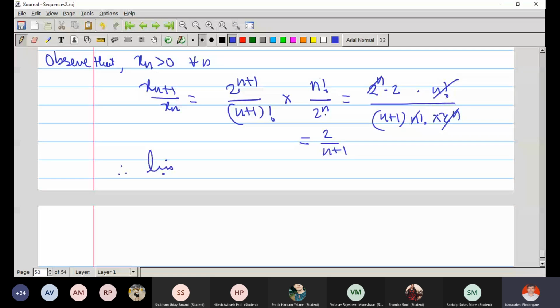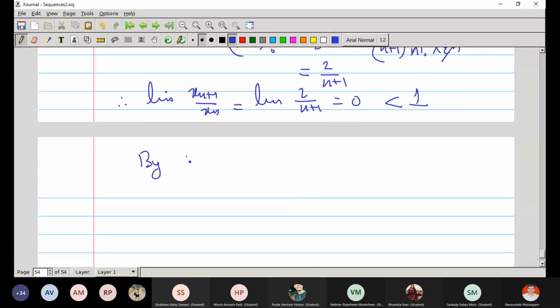Therefore, the limit of xn plus 1 upon xn as n tends to infinity, the limit of 2 upon n plus 1, is certainly 0. It is less than 1, and therefore by the ratio test, the ratio test means the previous test: if our sequence is a sequence of positive numbers and the limit of xn plus 1 upon xn is less than 1, then what is the limit of xn? 0. Yes. So we can declare here that the limit is 0 by the ratio test.